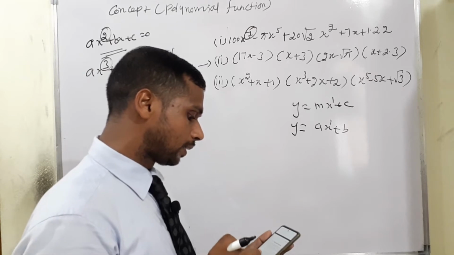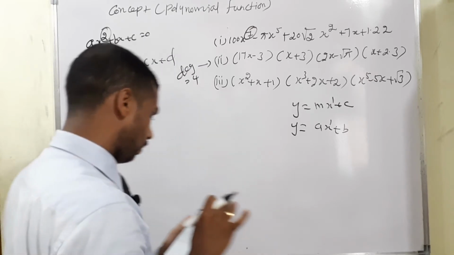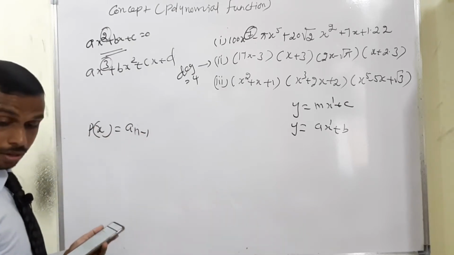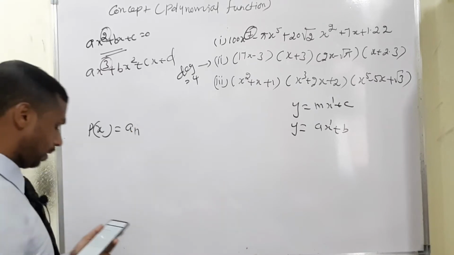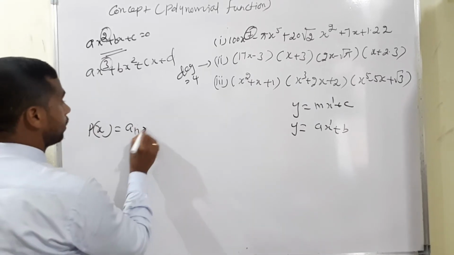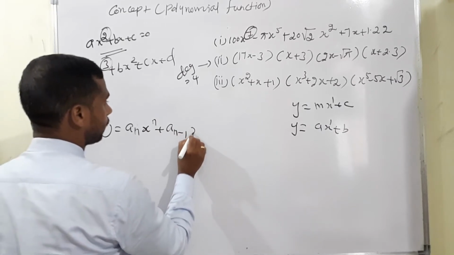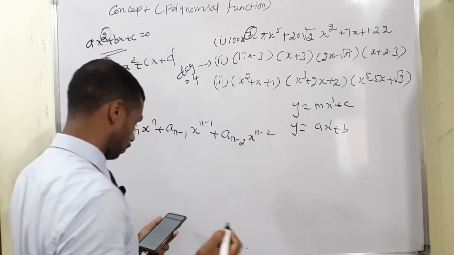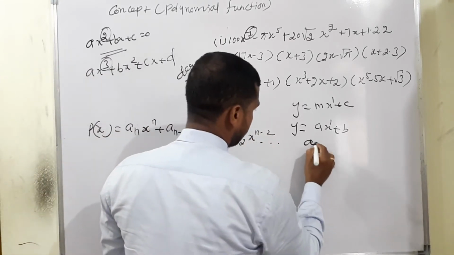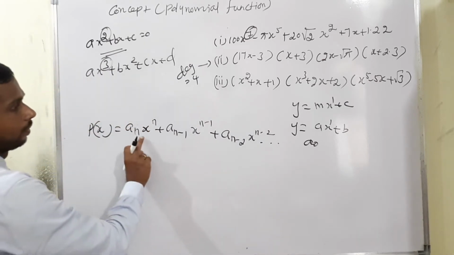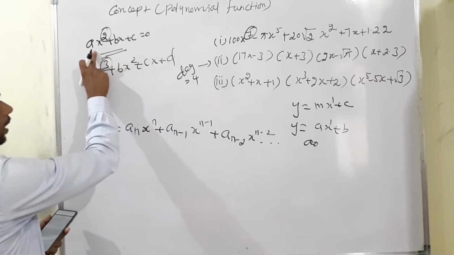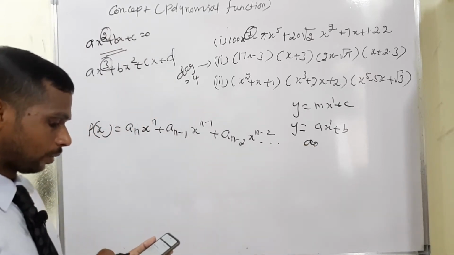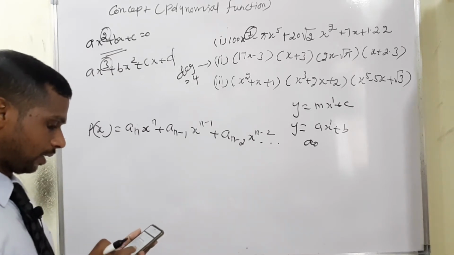Then one more term, the function is given. How to represent the term actually? So, p of x is equal to a n x to the power n plus a n minus 1 x to the power n minus 1 plus a n minus 2 x to the power n minus 2 dot dot dot, and the last term a naught also is there. Expanding the term like this: a n x to the power n, then a n minus 1, dot dot dot, a naught. This condition is called the polynomial function.